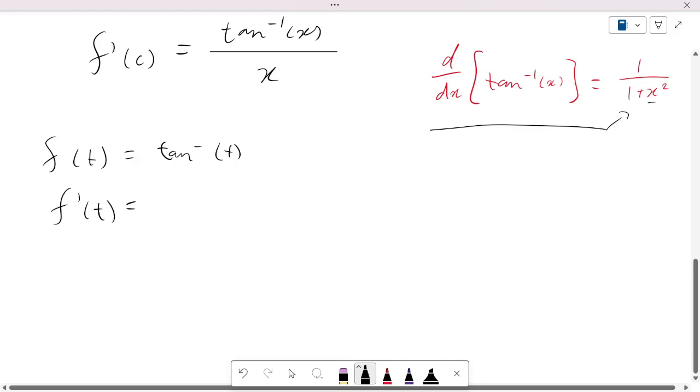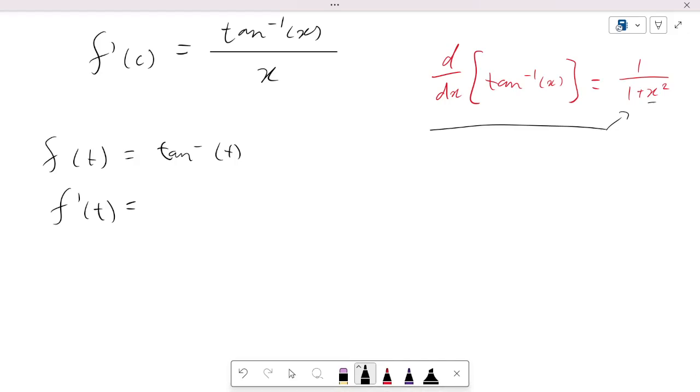Because I know students normally like to remember their derivatives of their trig functions in terms of x. So what I'm going to do is I'm just going to replace it with a t now. So it's going to be 1 over 1 plus, instead of x squared, it's now t squared. Okay, now how does this help us?